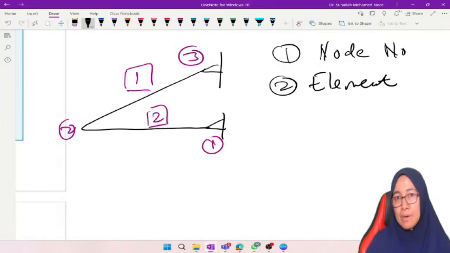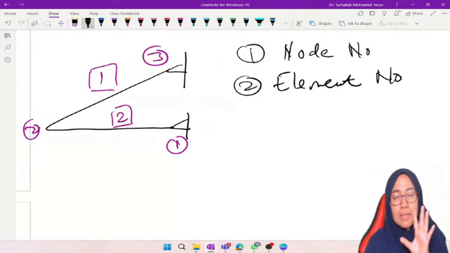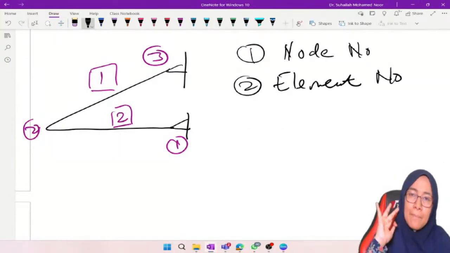We have element 1 joining node number 2 and node number 3. And we have element 2 joining node number 2 and node number 1. We can label as you like. Doesn't matter. There is no rule. Just label the element numbers.